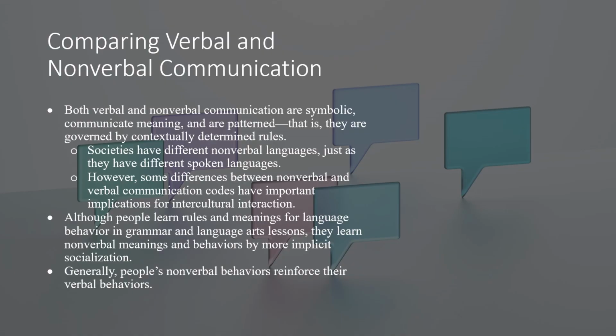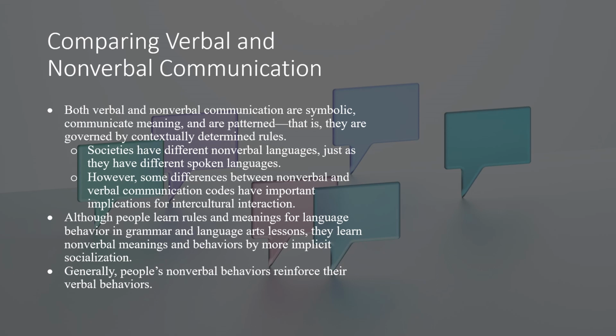When we talk about verbal versus nonverbal communication, both are symbolic. That is, they both rely on symbols to communicate meaning, and they both have patterns. That is, they're going by different rules of expectations for communication. So societies have different nonverbal languages just as they have different spoken languages. However, some differences between nonverbal and verbal communication codes have important implications for intercultural interaction. That makes sense, I hope.